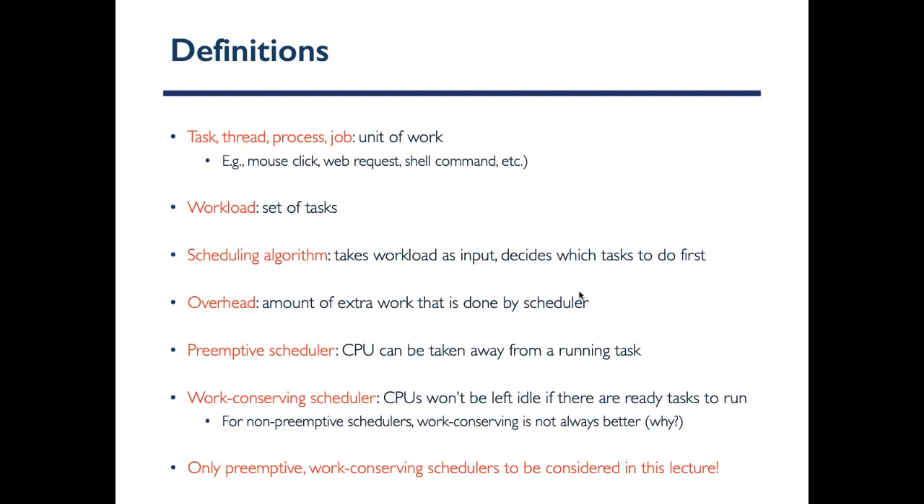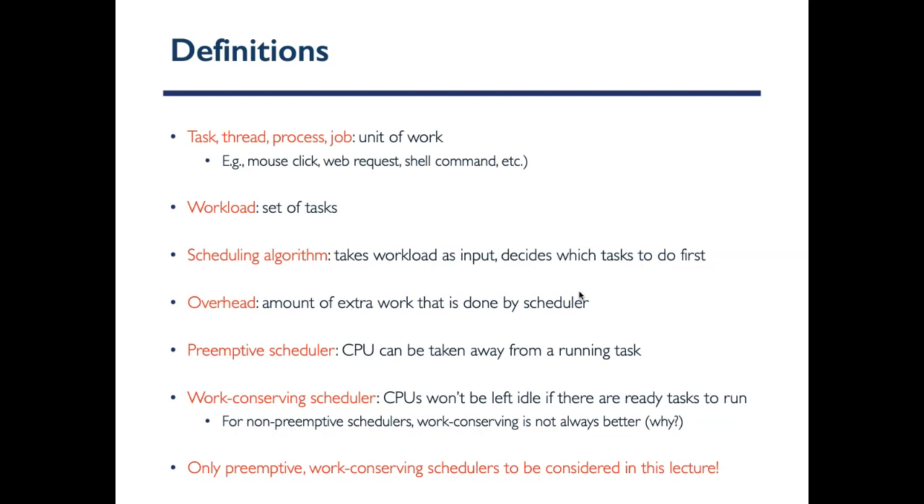Overhead is basically the amount of extra work that the scheduler does, because whatever a scheduler does is not towards finishing those workloads, those tasks. So whatever we do to schedule them, to give them CPU, is kind of like an overhead. So you want to minimize the overhead. Then you have preemptive schedulers. These are the schedulers that could take away CPU from a running task.